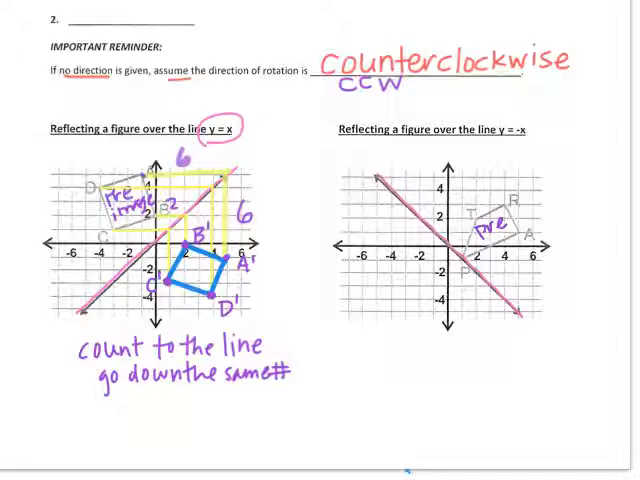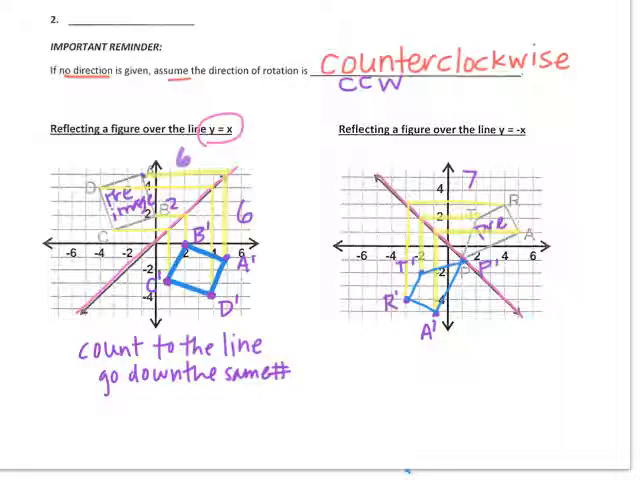So if I take my very first point and count the number of units over to the line of reflection, remember we have to go all the way to the line of reflection. In this case we have 7 units, so now I have to go 7 units down. There's 3, there's 4, and that's where I'm going to plot my point R prime. Okay, so please do that for each point.